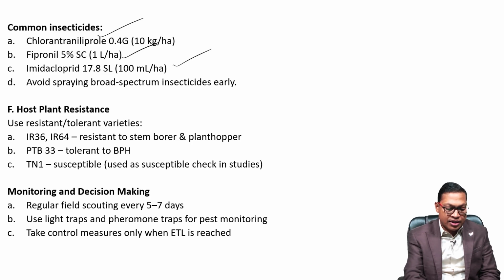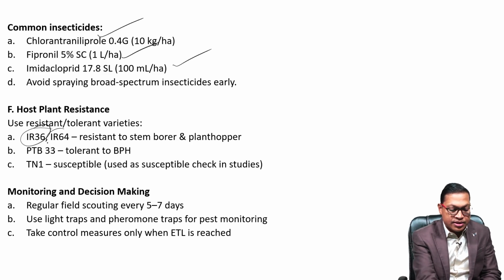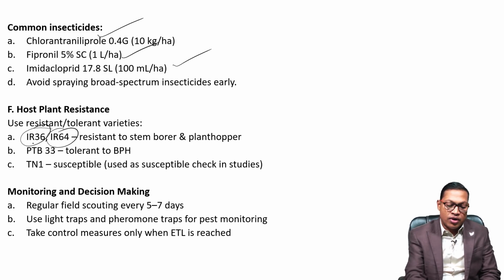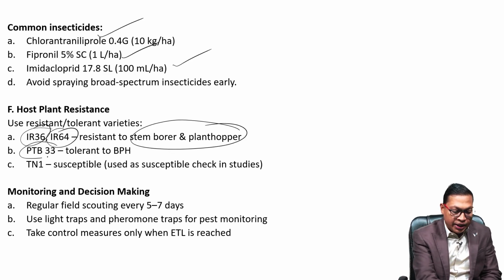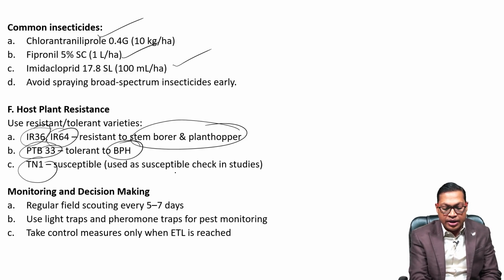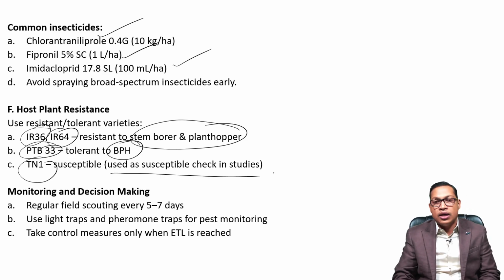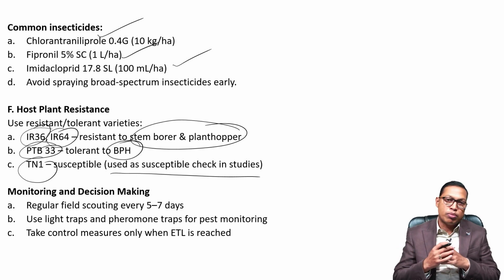Then host plant resistance, like IR 36 and IR 64; these are the varieties for the stem borer and the plant hopper. Then PTB 33 against the BPH. TN1 is susceptible, and as a check we can attract the insects also if we are keeping one control plot of TN1.